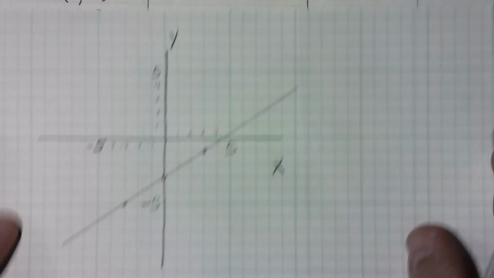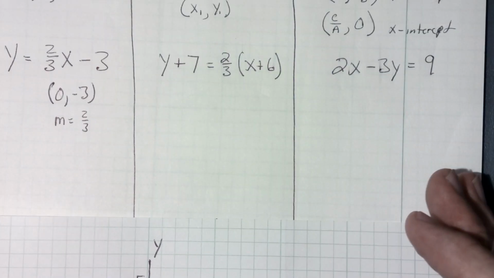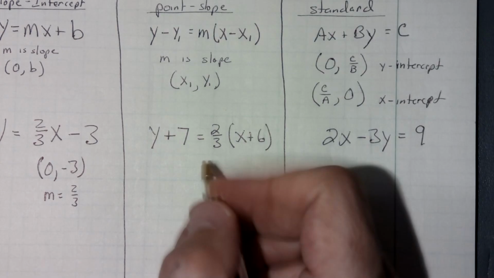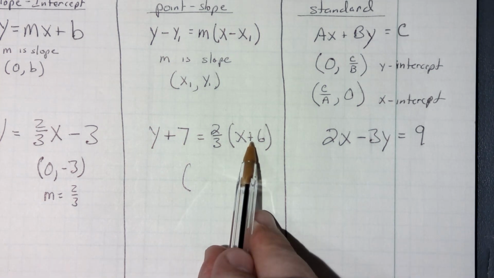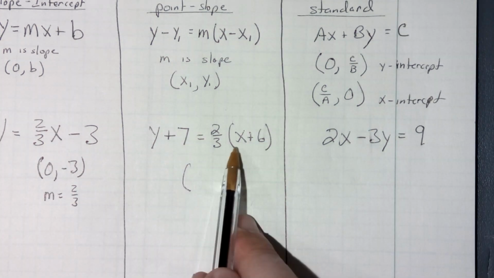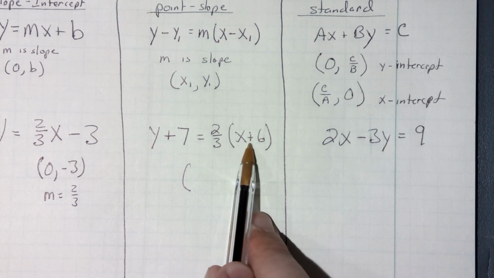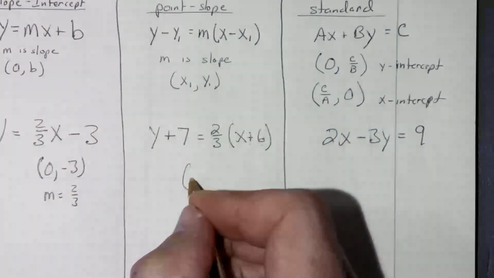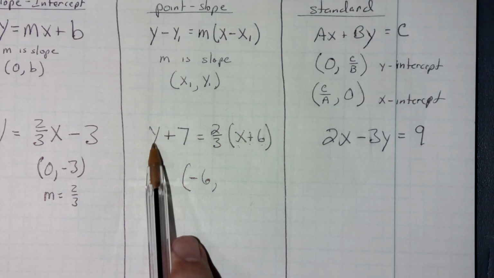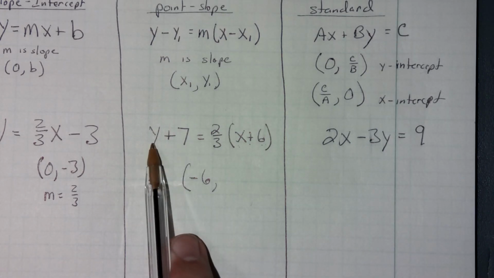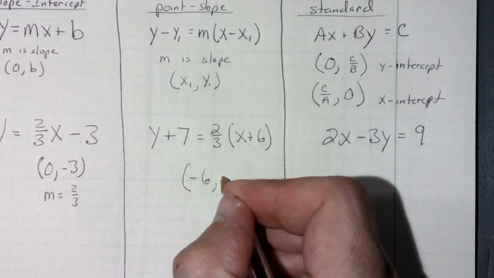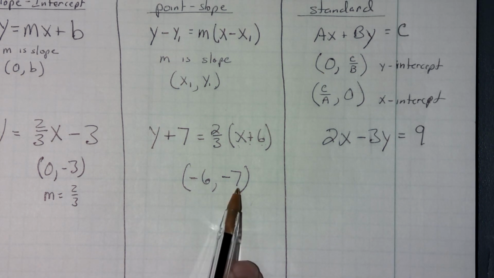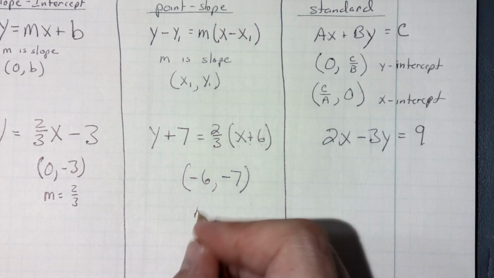I could use the point-slope form. Now remember, in the point-slope form here, I'm given a point where the x value is the opposite of what you see here. Always try to think of it as what value of x added to 6 will make this 0. Well, negative 6 plus 6 is 0, so my x is negative 6. What plus 7 is going to be 0? Well, negative 7 plus 7. So my y value is negative 7. So I go through the point (negative 6, negative 7), and it has this slope, or m value, of 2/3.